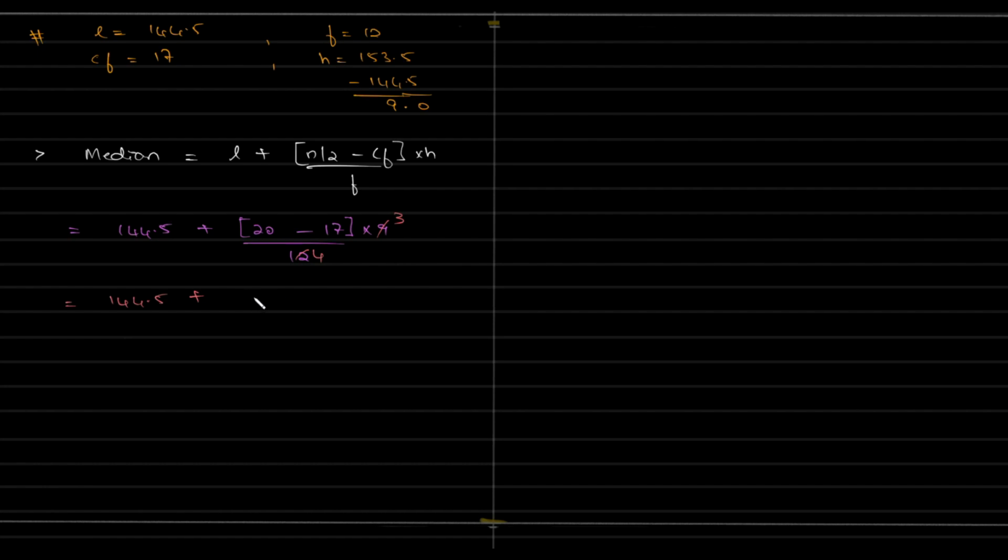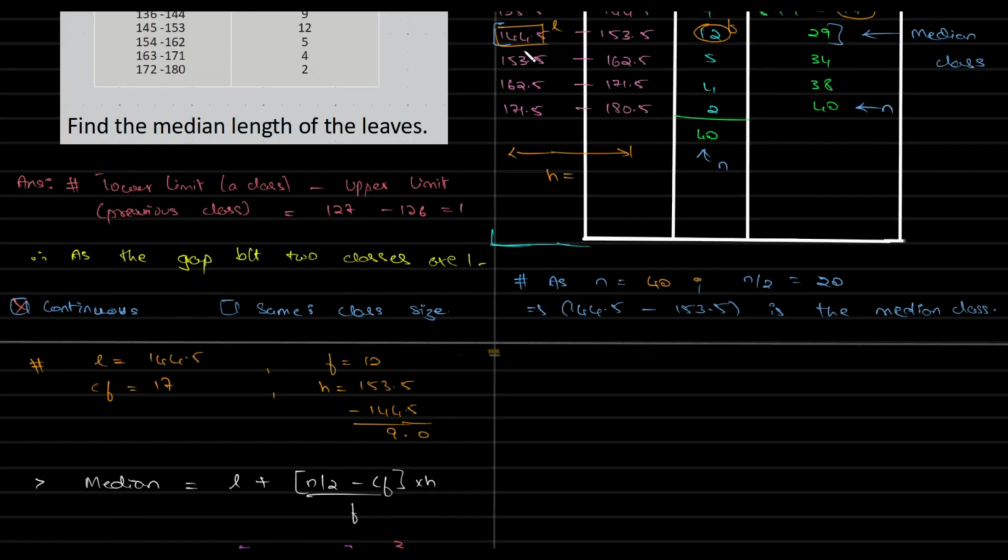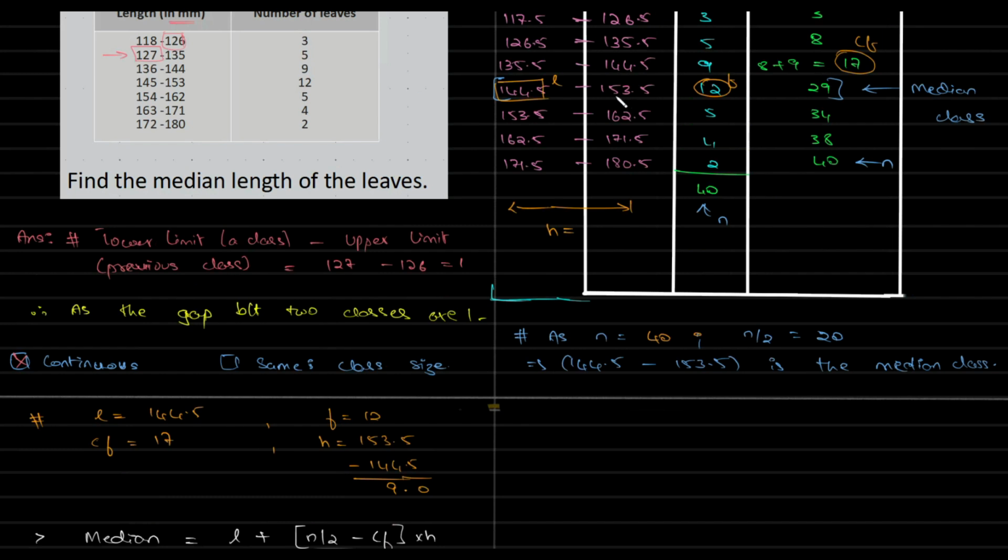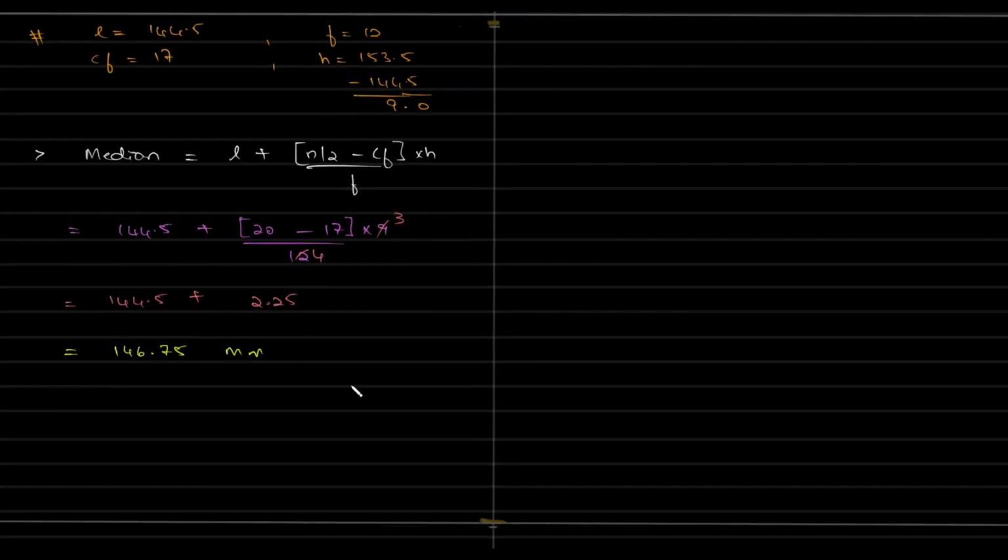Sorry, what am I thinking? 2.25. Yeah, is it not? Now it's correct. I was thinking of 22.5. Now I kind of understood why it has to be 2.25. So here it is 146.75 millimeter. Just check if it makes sense. 146, yeah, it makes sense. 146 is in the part of the group.